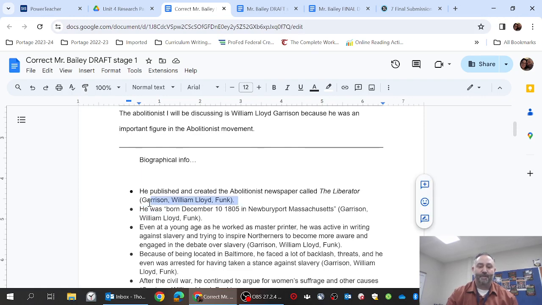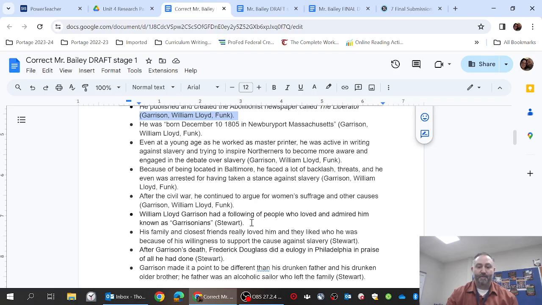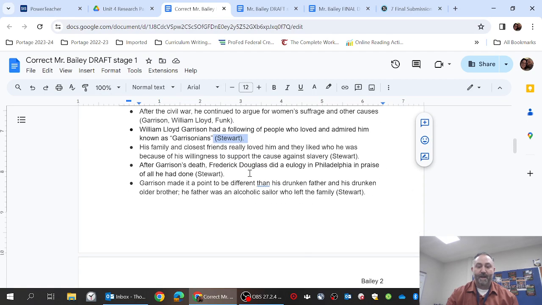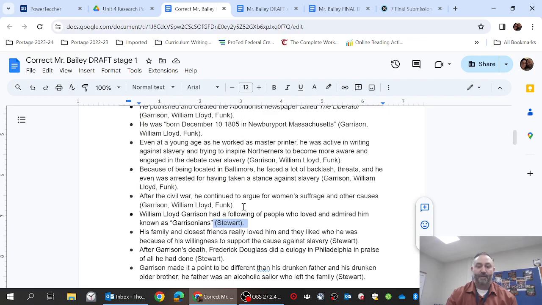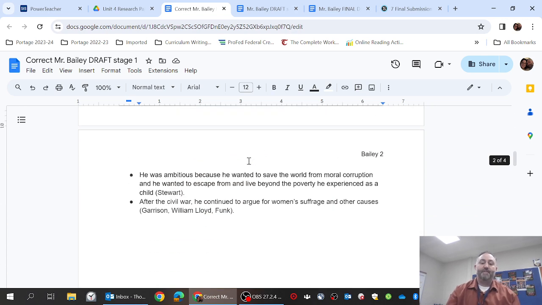I had a source from Funk and Wagnalls. I had a source from a book by a guy named Stewart. I had actual speeches, later on, by William Lloyd Garrison himself. But you can see that I had a whole lot of information that I had gotten from those sources just about his life. I didn't necessarily use all of it when I actually decided that I was going to write it.